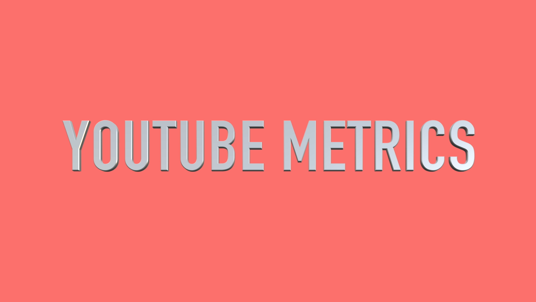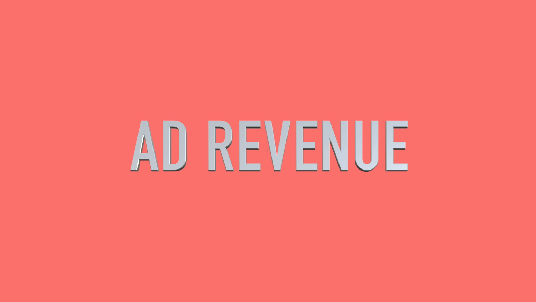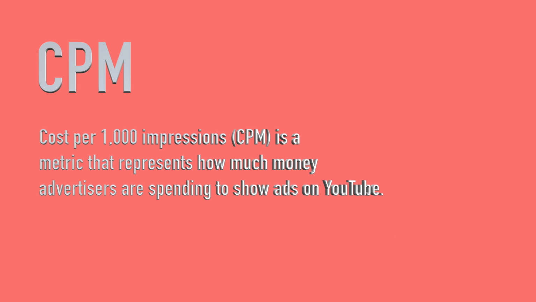Well, the first thing I want to talk about is ad revenue. And ad revenue is measured by this one metric. It's called CPM. CPM represents how much money advertisers are spending on showing ads on your YouTube videos. So the CPM, it stands for cost per thousand impressions, and this is the amount you're going to be getting per 1,000 views. So CPM is a metric that you want to keep an eye on, especially when doing ad revenue on YouTube. This is going to allow you to see how much you're getting paid for each 1,000 views you're getting.